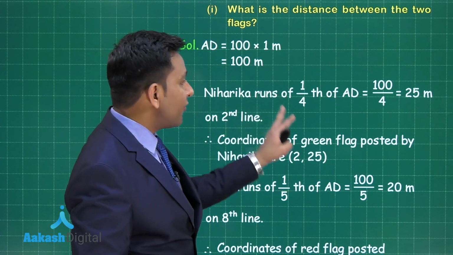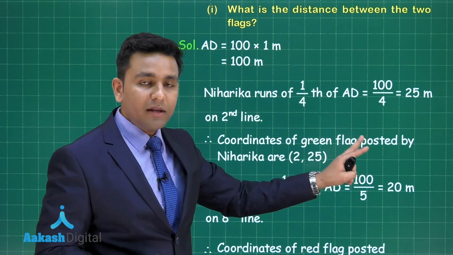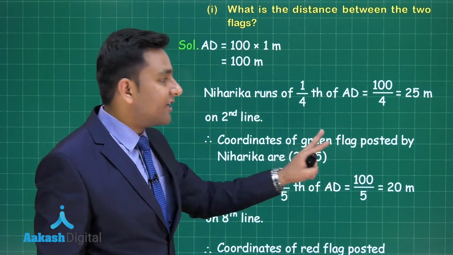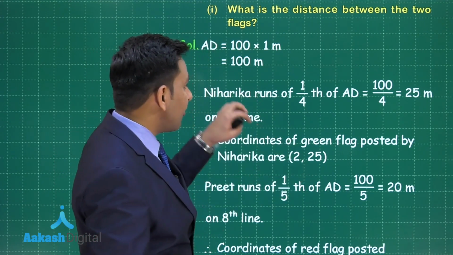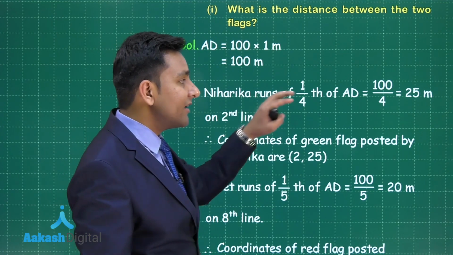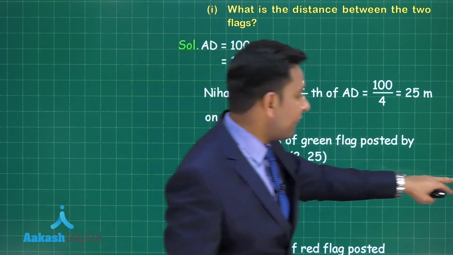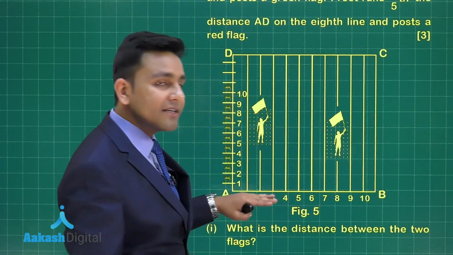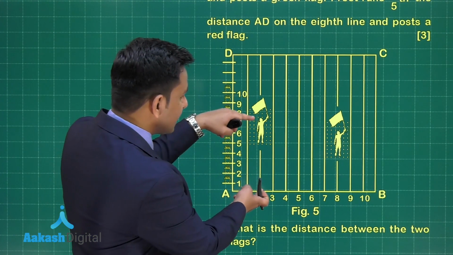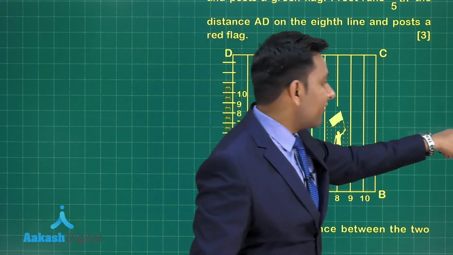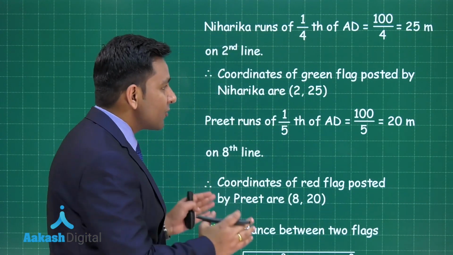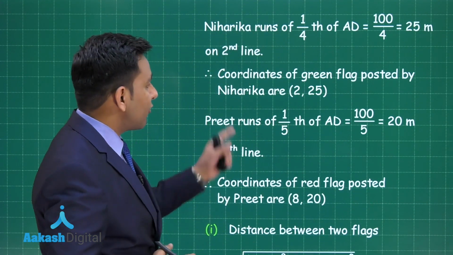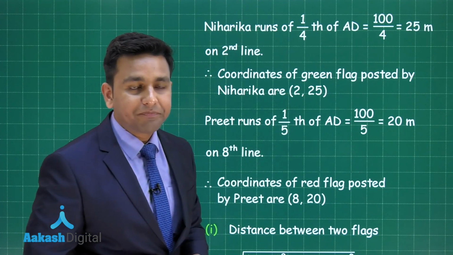Niharika runs 1/4 of AD. As we have calculated the length of line segment AD as 100 meter, so we can write the position of Niharika on the second line. It is 25 meter away from this baseline, that is AB. That means this distance is 25 meter. So I can write the coordinates of Niharika where she posts the green flag. The coordinates are 2, 25.